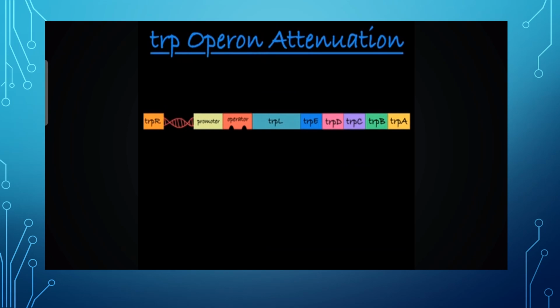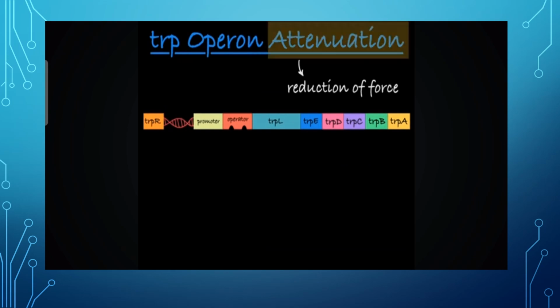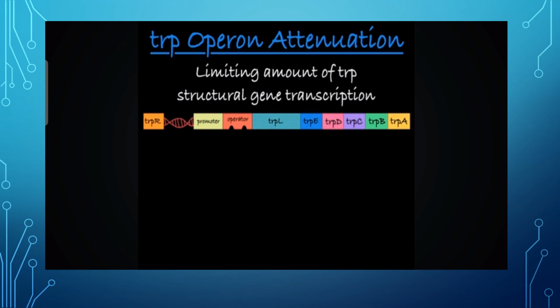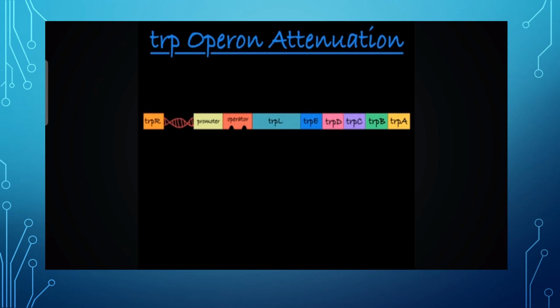That secondary mechanism is called attenuation. Attenuation means reduction of force. So in this case, the TRP operon attenuation means limiting the amount of transcription of the TRP structural genes. And the whole process of attenuation has to do with this sequence here between the operator and the structural genes, which is called the leader.